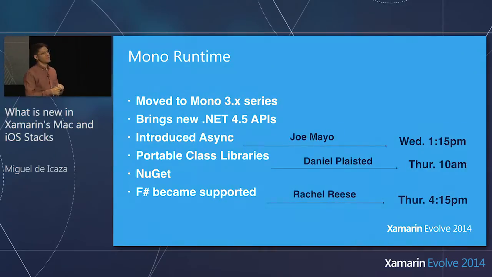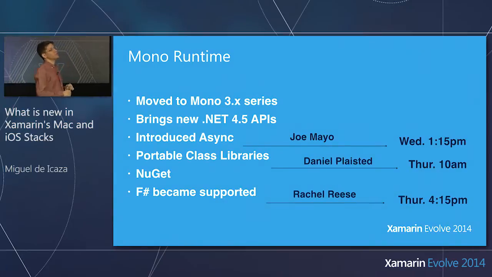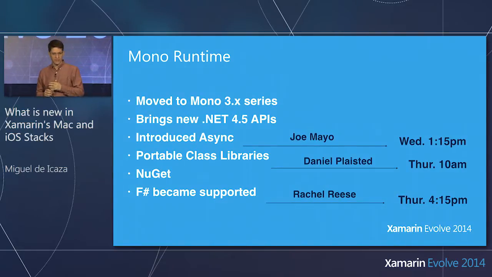There's a number of sessions that you should check out. Joe Mayo, sadly, you already missed that session. It was today, but you can watch the video later. Daniel Plaisted from Microsoft is doing a session on portable class libraries, shared asset projects, and Node.js. And Rachel Rees has the F# talk.